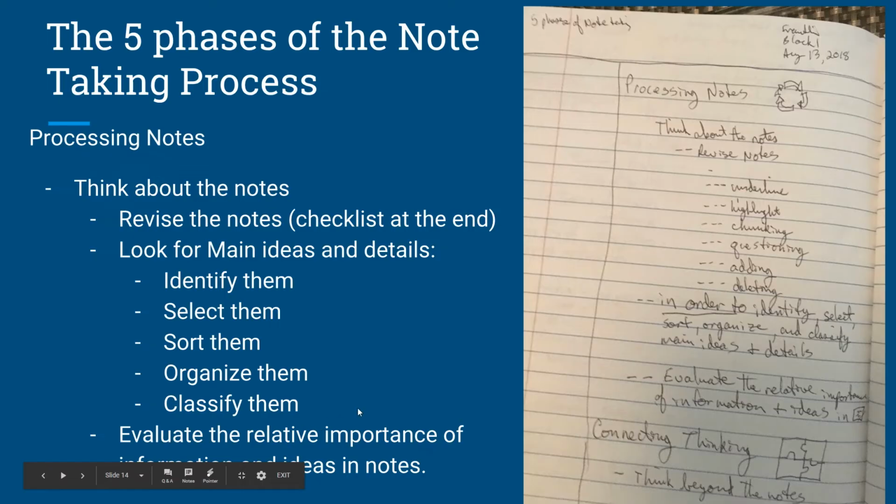One of the things we need to do is evaluate the relative importance of information and ideas in notes. And notice I drew a little box with little squiggles. So I drew a picture. Sometimes that's slower, sometimes that's faster than actually writing the word.